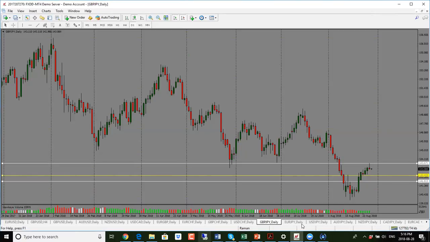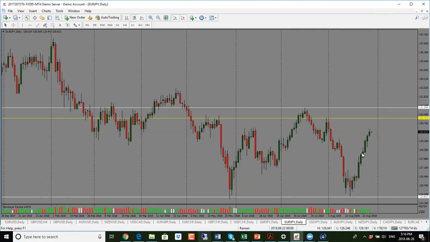Euro yen is still looking bullish. Yesterday was bullish as well. So I think there's room to go further here. And so the bias is bullish. Target will be the 131.10 level here.